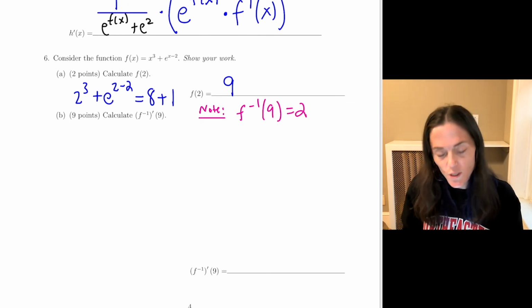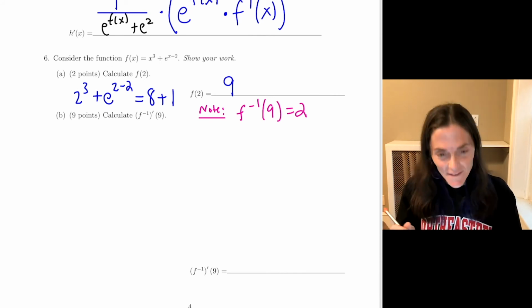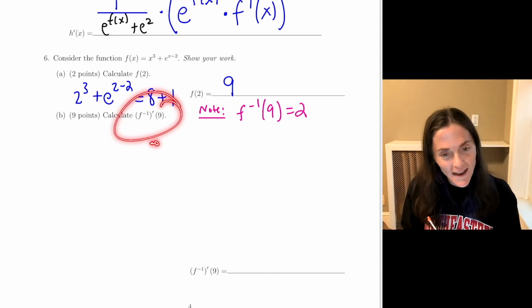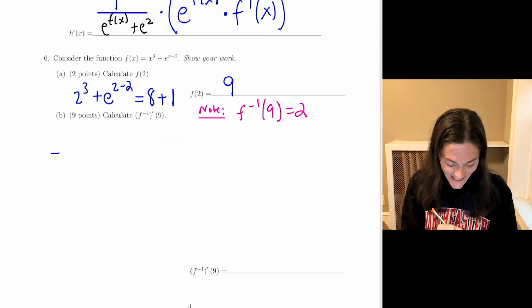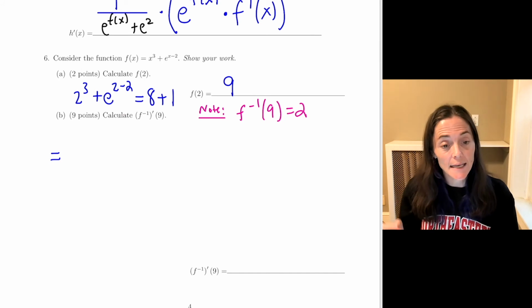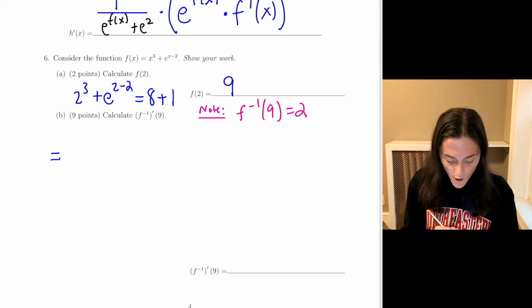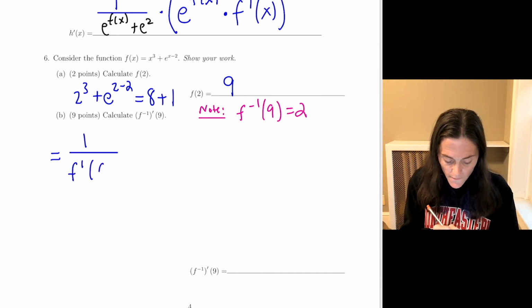Sometimes these questions seem strange, like why am I evaluating the function at 2? But it gives us information, because if you look ahead, we want f inverse prime of 9. Well, let's write out the formula. We will see we need f inverse of 9 in it. So f inverse prime of 9 is 1 over f prime of f inverse of 9. And I will typically make this another color so you actually see it.